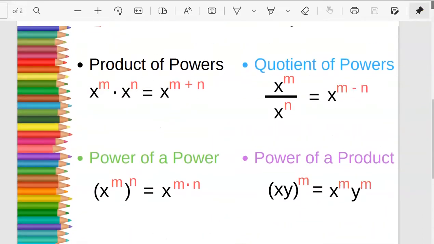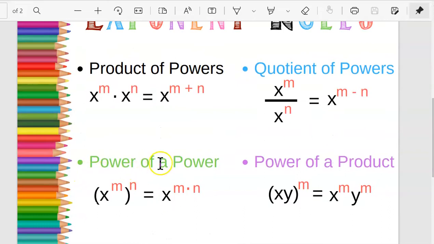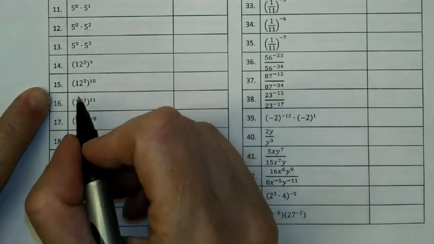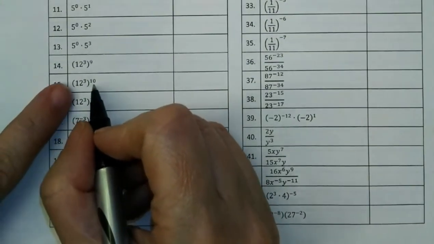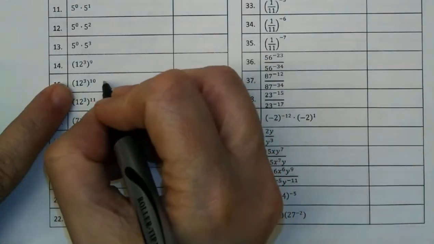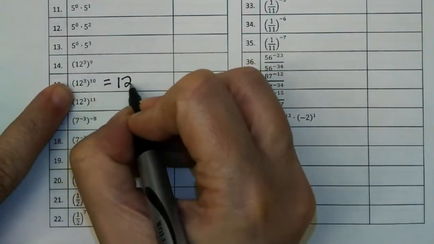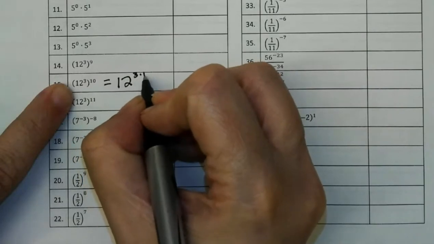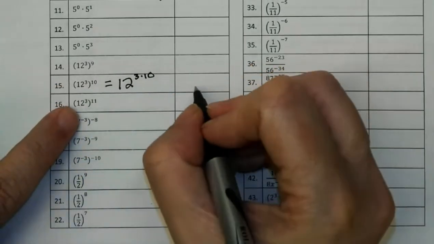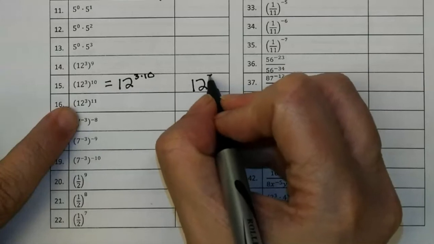So let's look at, okay. We have a power raised to another power right here. It says that I need to multiply those two exponents. So if I have a power raised to a power, I can rewrite it with those two exponents multiplied by each other. So if I have 12 to the 3rd power raised again to the 10th, I can rewrite this as 12 to the 3 times 10th power. 3 times 10 is 30. So I'm going to write this as 12 to the 30th power.